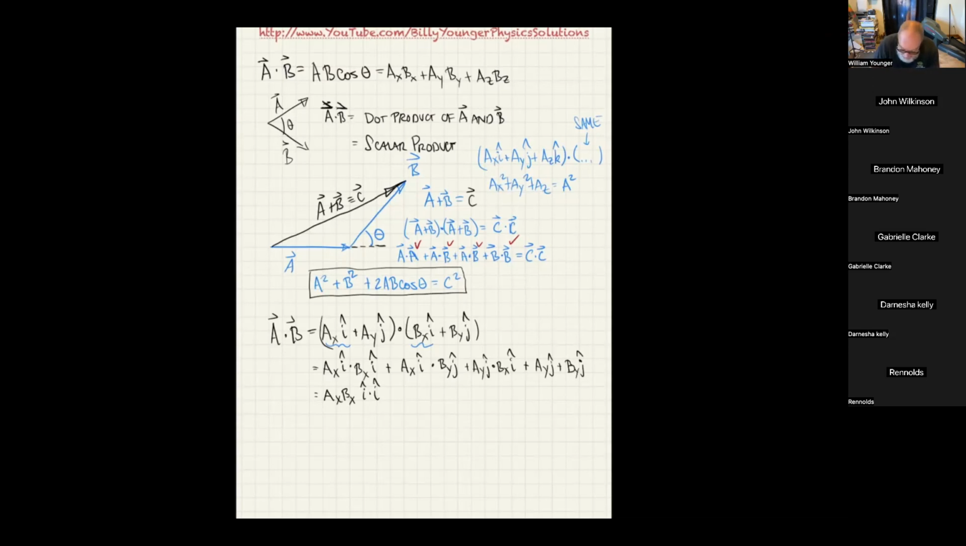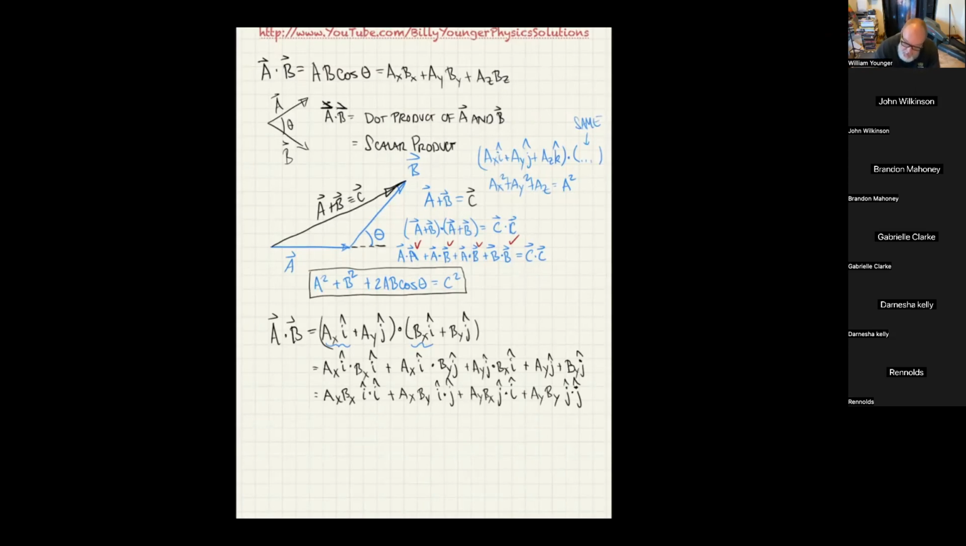The same thing happens with the next term, which would be AX BY i hat dot j hat plus AY BX j hat dot i hat plus AY BY j hat dot j hat. Now remember the formula for the dot product. It's the product of the magnitudes of the vectors and the cosine of the angle between them.